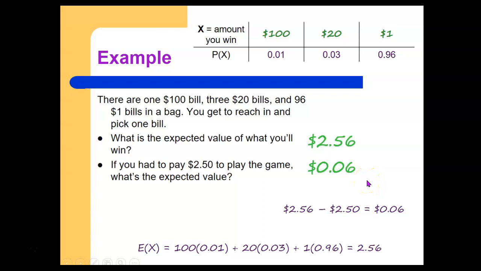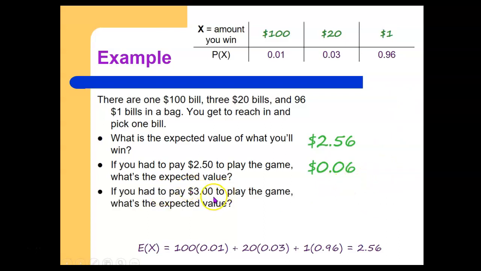That's in your favor. In the long run, you would tend to win back more than you pay by an average of 6 cents per game. So if you played over and over and over again, thousands of times, you'd expect to come out 6 cents ahead times the number of times you played.